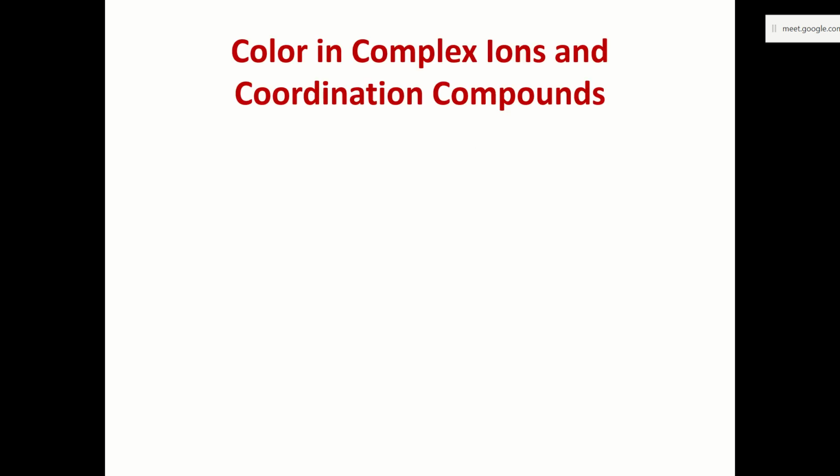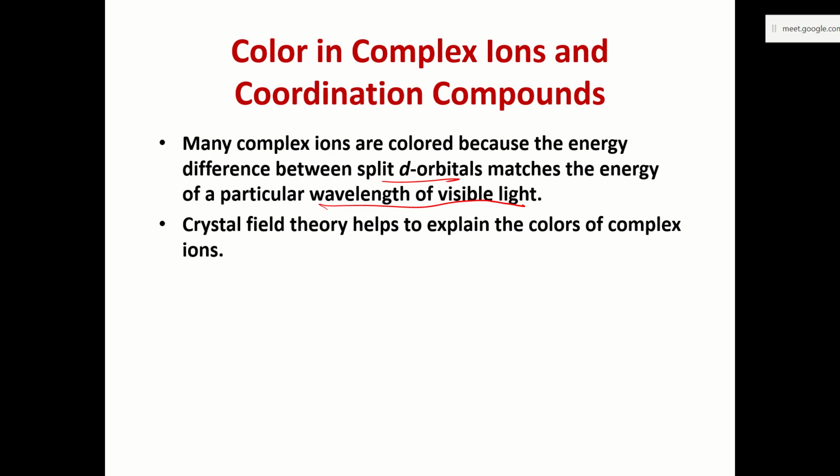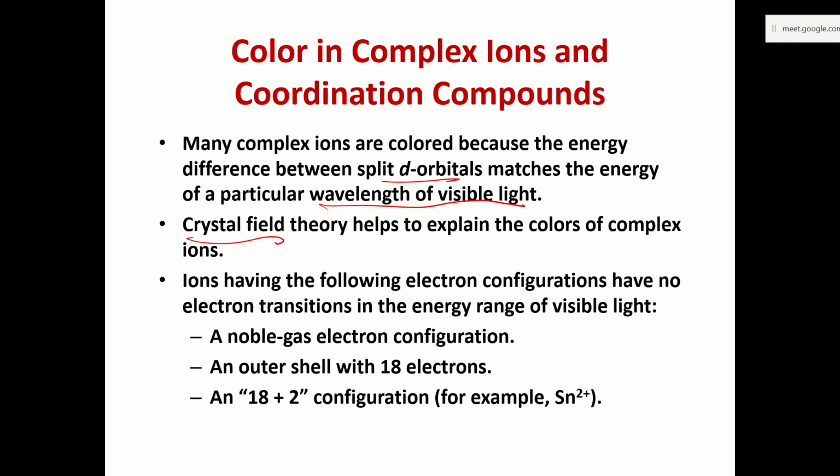So this is the complementary color that we have, colors in complexes, which arise mainly due to the splitting of d orbitals. Because the energy gap matches with a particular wavelength of visible light, if you make white light incident upon it, you will see those colors. So it is basically the crystal field theory that initially explained all these colors. And there are certain other considerations that will come into the picture.